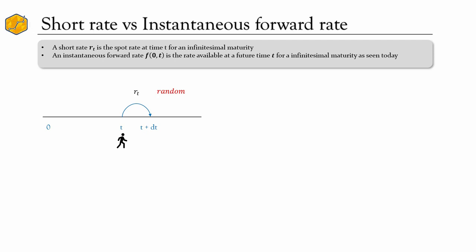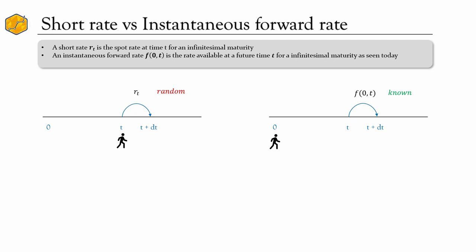That's the short rate. Until you get to t, you will never know what it is. So at time 0, r_t is a random quantity. The Vasicek model, the Ho-Lee model, or the Hull and White model that we just discussed model this short rate dynamics. All right. Now the instantaneous forward rate at time 0, please note the keyword at time 0.